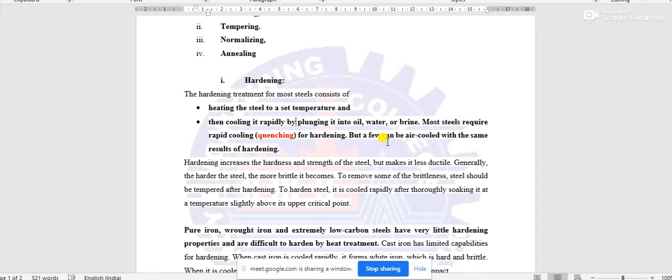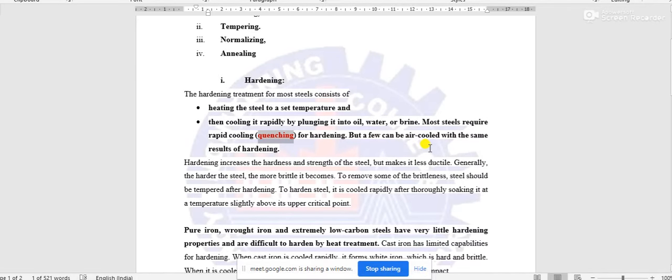Now this cooling stage is named quenching. That is the total process: the hot steel is put into, or plunged into, cold water, oil, or brine solution to make it cool rapidly. Obviously, this term rapidly is very important here. This rapid process is called quenching, and this rapid cooling may not be used for some hardening processes.